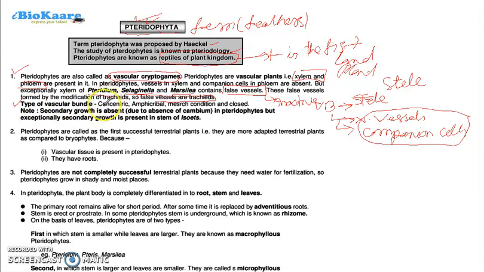Now move on to the types of vascular bundle. What kind of vascular bundle is found? Concentric vascular bundles are found, meaning the vascular bundle where xylem and phloem are present in circular form is called concentric. They are amphicribal, mesarch, and closed.